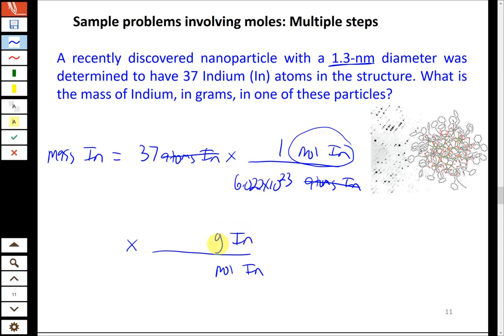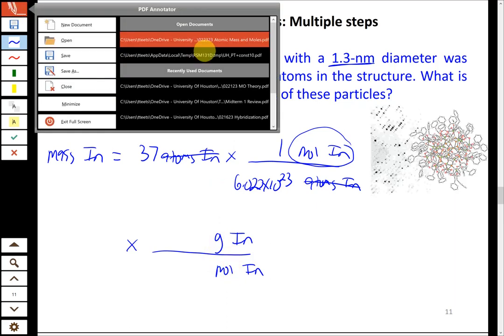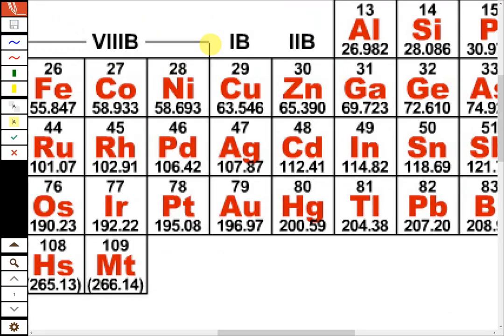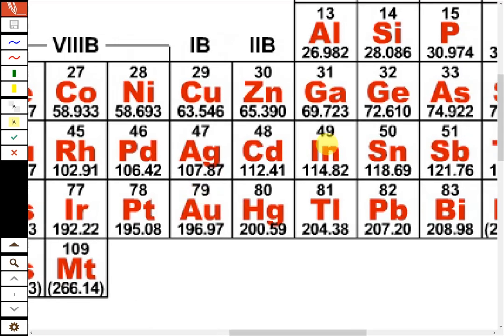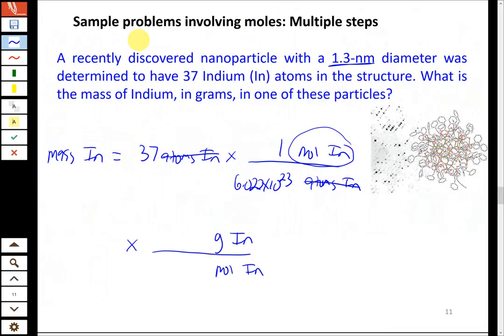So we want moles to cancel out. We want grams to be in the numerator. So that's going to be the atomic mass, grams over moles. We have to find that in the periodic table for In, which is indium, pretty close to gold. Up here, a little bit higher though. The atomic mass of indium is 114.82. We're going to use that number, and it's going to go in the top this time, so that we can convert into grams and have moles cancel out.